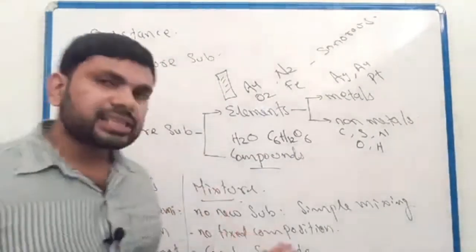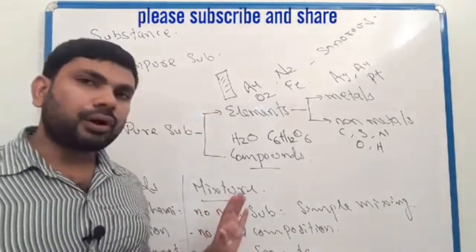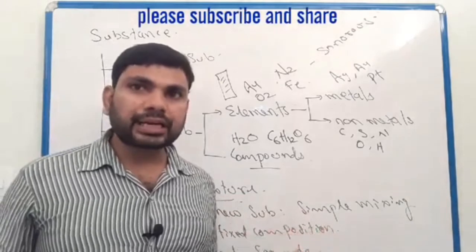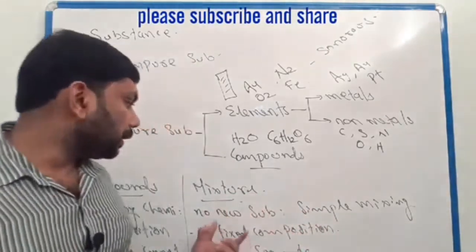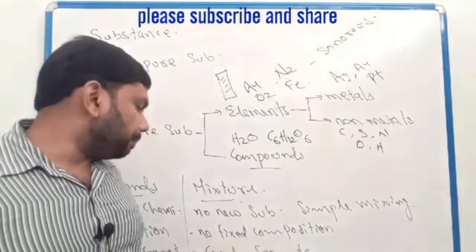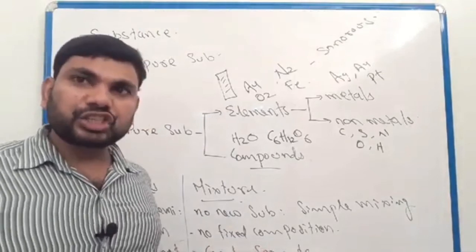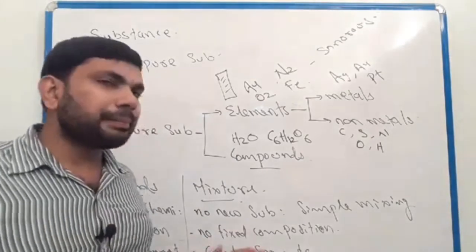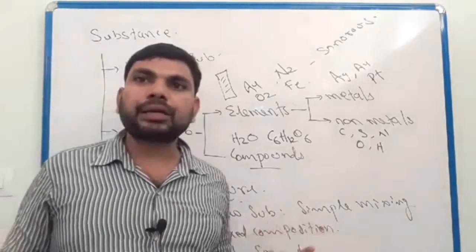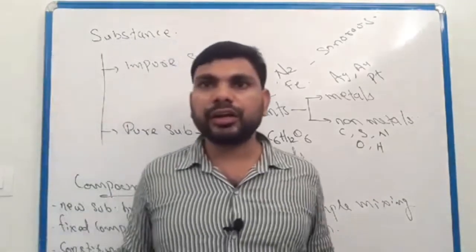So these are the things we discussed about mixtures. Mixtures are formed without chemical reaction by simple mixing. No new substance is formed. There is no fixed composition. Also, it can be separated by physical methods: filtration, distillation, or this type of method we can use to separate a mixture. So these are the things we have to discuss over here. Clear?